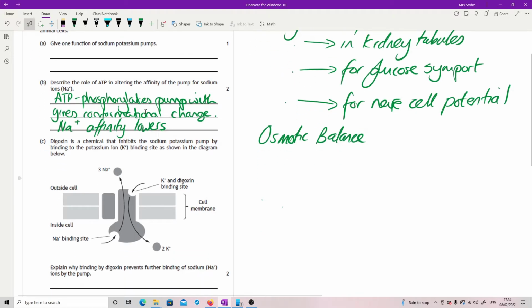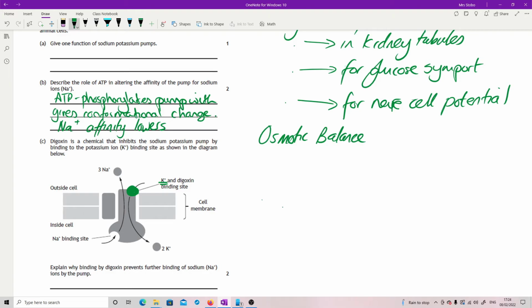Digoxin is a chemical that inhibits the sodium-potassium pump by binding to the potassium ion binding site as shown in the diagram. Explain why binding by digoxin prevents further binding of sodium ions by the pump. Well, if you've got digoxin in here, and this point was actually the potassium site, the potassium can't bind. If the potassium can't bind, then potassium action doesn't happen. So the potassium doesn't move through, which means you don't get dephosphorylation, or the conformational change that you need.